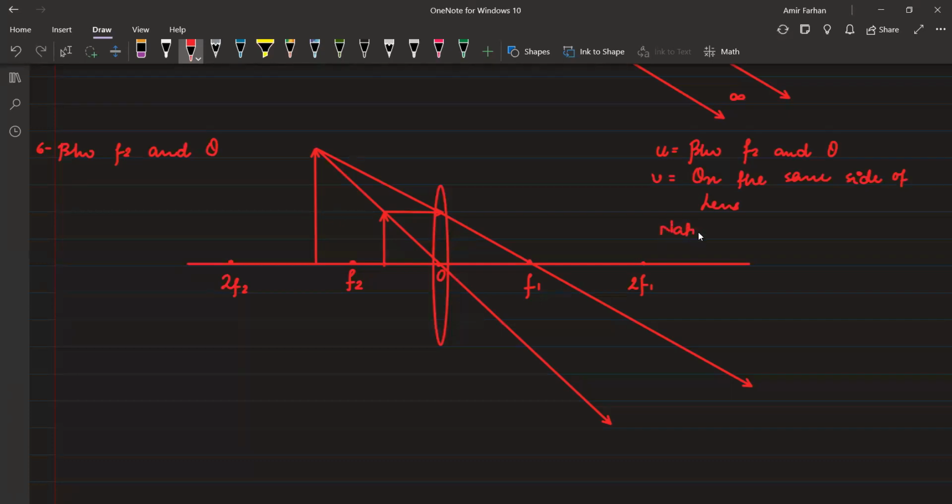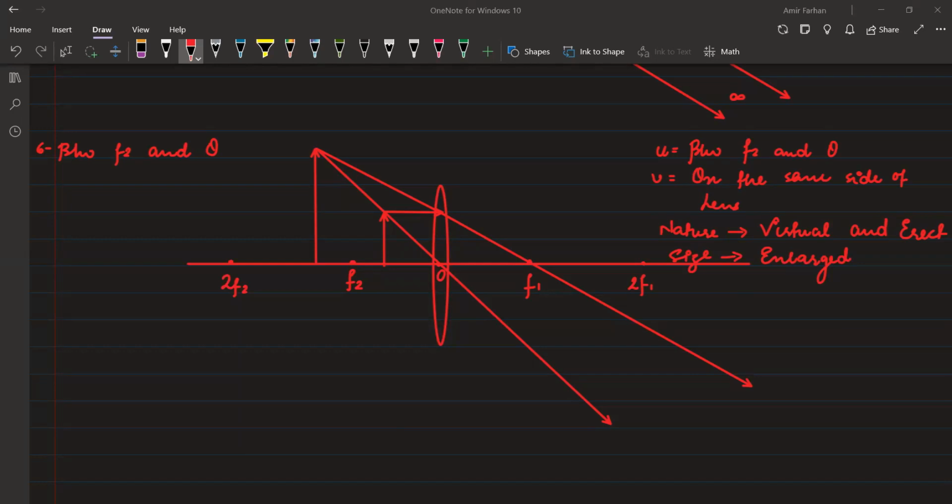Nature would be virtual and erect, as you can see, and size would be enlarged. So, sir, this extended line is dotted. This external line is dotted when we extend the line. Clear, all of you? Please let me know. Any doubt so far to anybody?